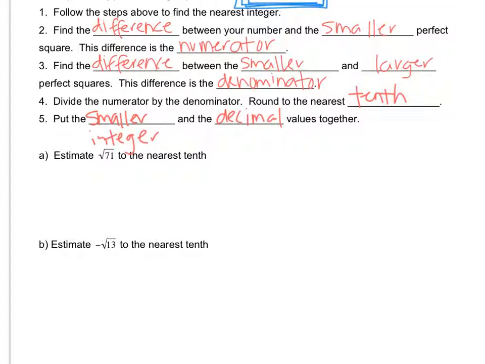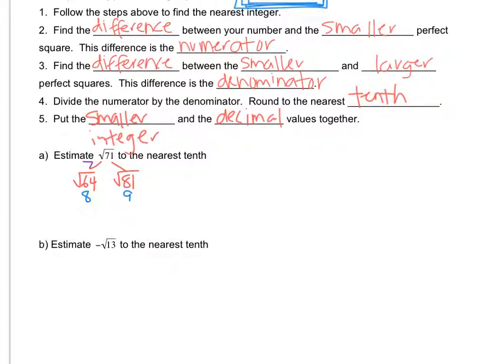So first I need to know what the two perfect squares that it's in between are. So that's the square root of 64 and the square root of 81. The square root of 64 is 8. And the square root of 81 is 9, just remember. All right, now let's follow the steps. So we're going to find the difference between our number, 71, and the smaller perfect square. So the difference between 71 and 64 is 7.